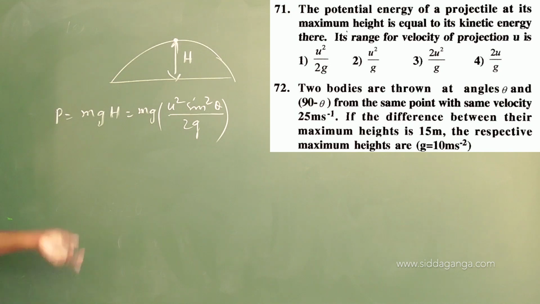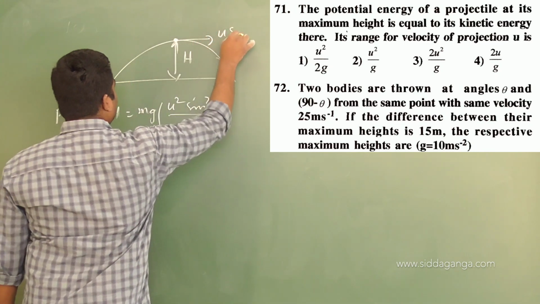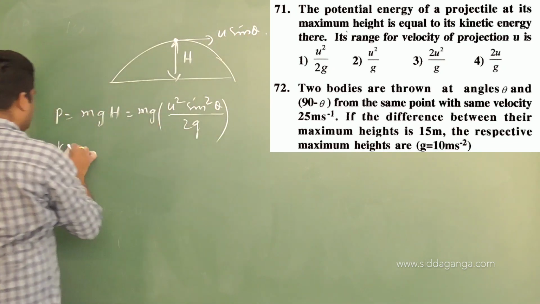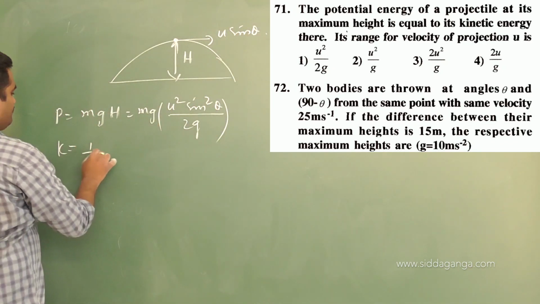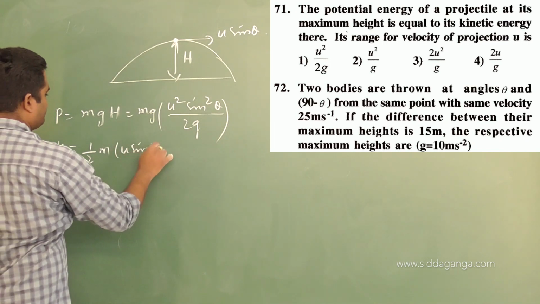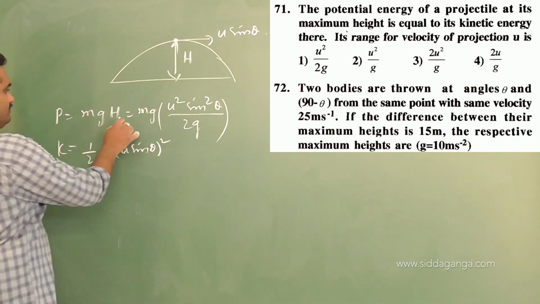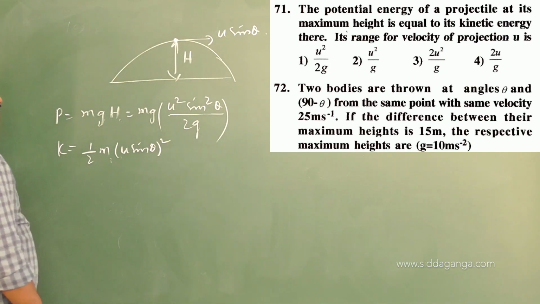Is equal to kinetic energy there. What is kinetic energy there? What is the velocity at this point? U sine theta. Remember this. Kinetic energy at that point is half into M into U sine theta whole square. They are asking to find out what actually range of the projectile is. How to solve for it? If these two are equal, what can you write?